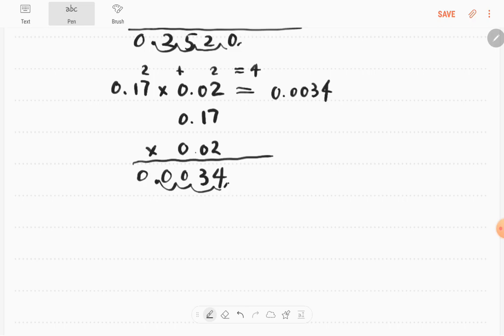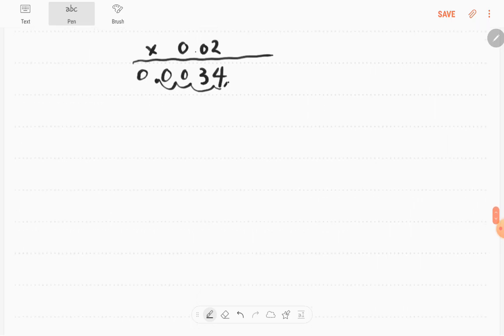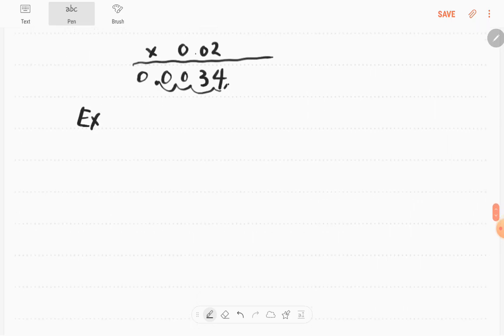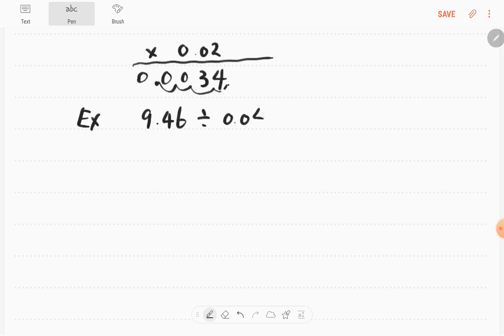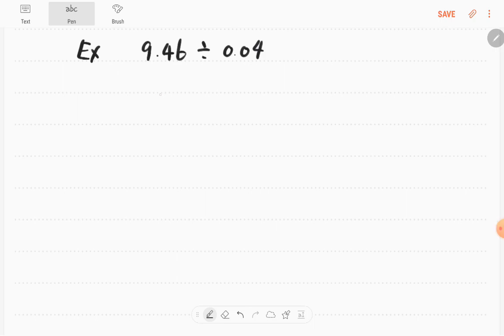All right, let's check the division. After multiplication, let's talk about division. Let's check the example first. So 0.04. So for the decimal division, we should use long division, okay? So we put it into this form.